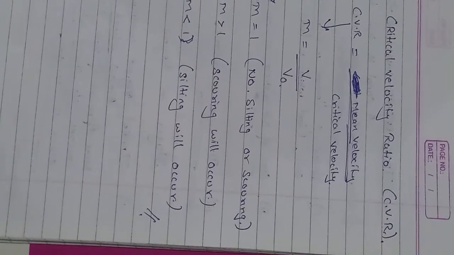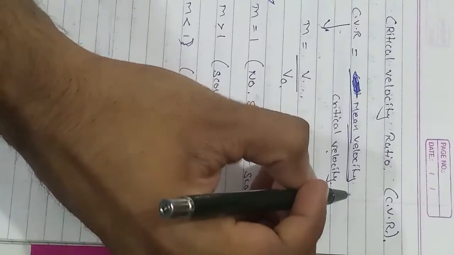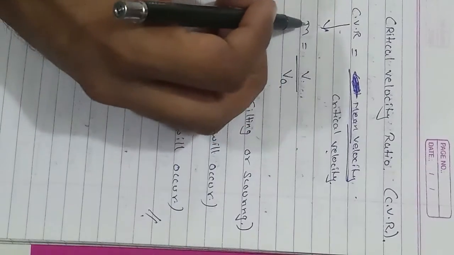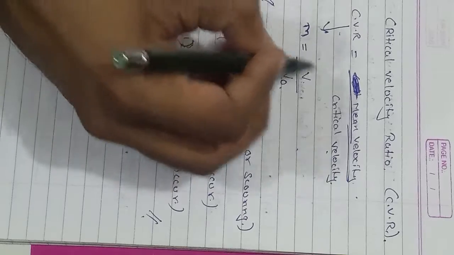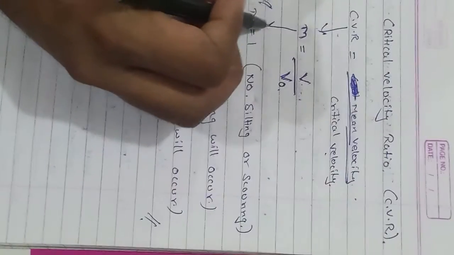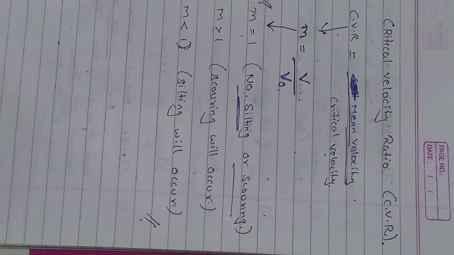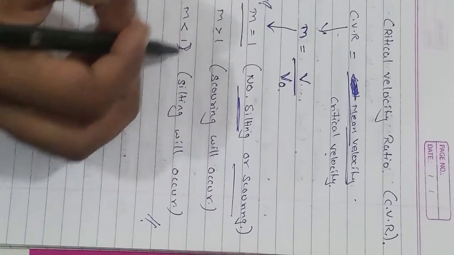Okay, let's come to critical velocity ratio. Critical velocity ratio is nothing but the ratio of mean velocity to the critical velocity, where CVR is given by the term m, mean velocity V by critical velocity V0. When you have the value of m equals 1, that means it is a condition of no silting nor scouring. That means in a channel there will be no silting occurring, neither scouring occurring when the value of m is 1.